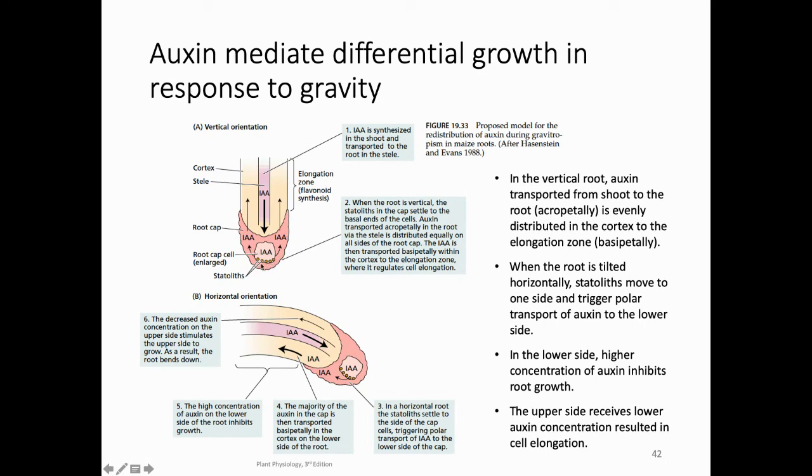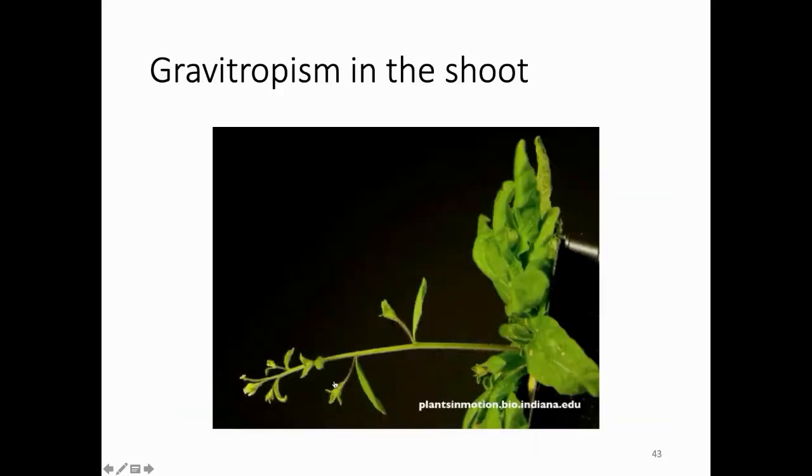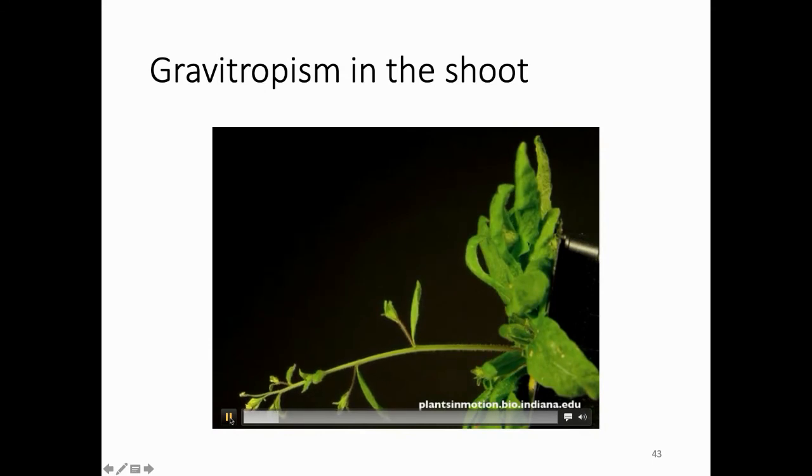You can see that the statoliths have changed position, and you can notice the position of the cells. This one has the bottom at the bottom, and here the new bottom has formed. This side is the old bottom, and this side is the new bottom. This process is similar to the shoot, but the effect of auxin concentration will determine which side of the plant will elongate more.